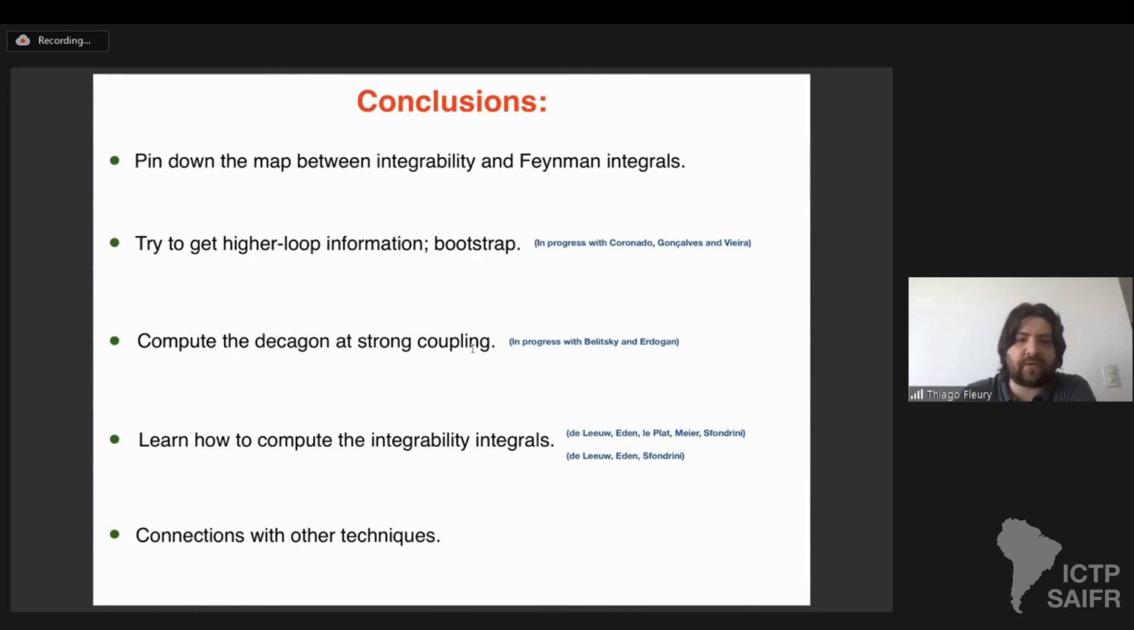Of course, it would be nice to compute these things at strong coupling, the decagon at strong coupling. It would also be very nice to learn how to compute the integrability directly. There is some nice progress in these two papers here. And of course, it'd be very nice to look at the connections with other techniques like chiral algebra twist, the quantum spectral curve, and other resummation techniques.